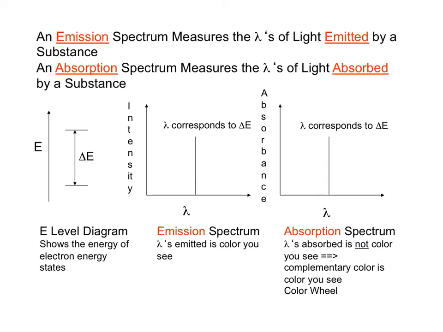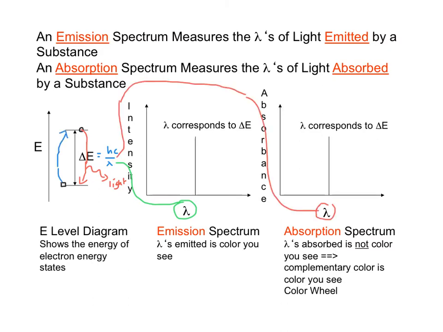When an electron in a substance undergoes a transition from a higher energy state to a lower energy state, light is emitted. The wavelength of light corresponds to that difference in energy. In an absorption spectrum, an electron undergoes a transition from a lower energy state to a higher energy state. The wavelength of light absorbed corresponds to that energy difference.